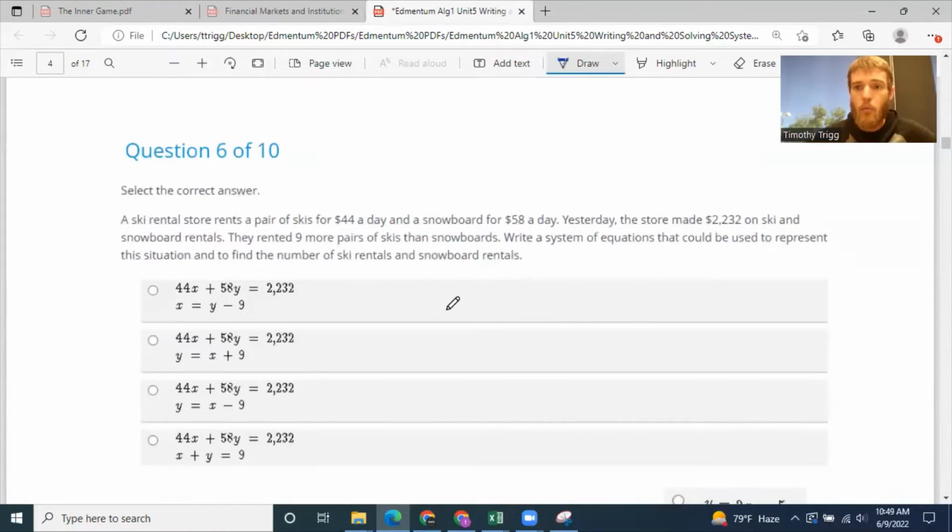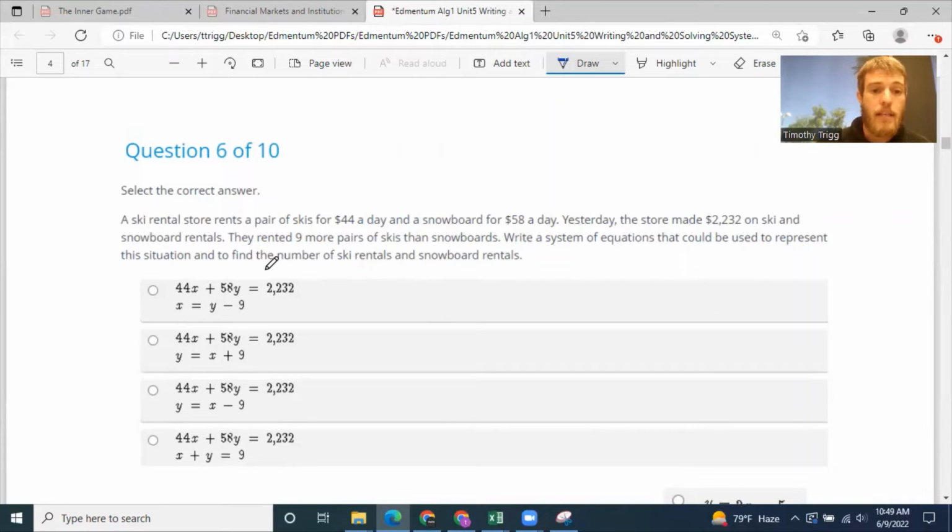This one looks like where we have to write our system. Let's go ahead and find the system of equations that describes this scenario. A ski rental store rents a pair of skis for $44 a day and a snowboard for $58 per day. Okay. Yesterday, the store made a total of $2,232 on ski and snowboard rentals. They rented 9 more pairs of skis than snowboards. Write a system of equations that can be used to represent this situation and to find the number of ski rentals and snowboard rentals. Okay, so here they're just asking us to write the system.